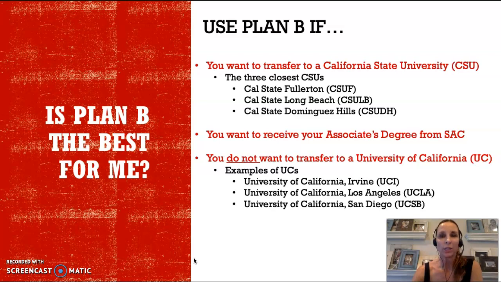You want to use a Plan B for your general education if you want to go to a Cal State, like Cal State Fullerton, Cal State Long Beach, Cal State Dominguez Hills, those are all our local Cal States. And you can get an associate's degree from SAC if you use Plan B. You do not want to use Plan B if you want to transfer to a UC or out of state or a private school. We want you to use Plan C.